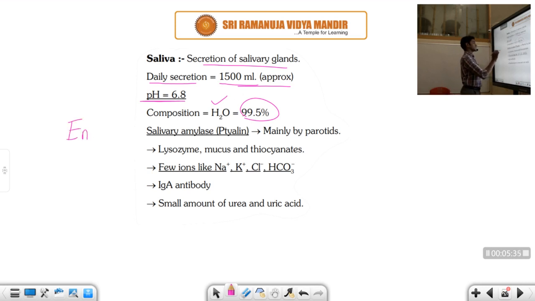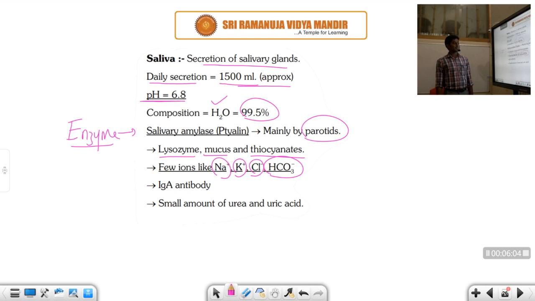that enzyme is called salivary amylase enzyme. It is also known as ptyalin. It is mostly present in the parotid gland. Another enzyme, lysozyme, is also present, along with mucus and thiocyanate. A few ions like sodium, potassium, chloride and bicarbonate ions are also present in the saliva.